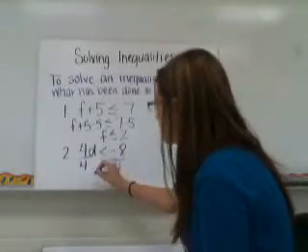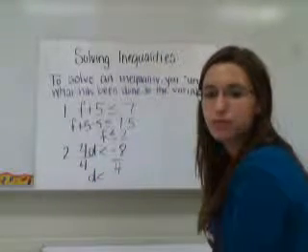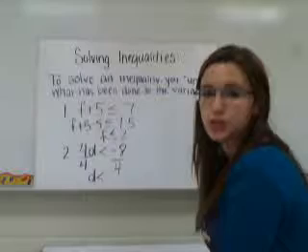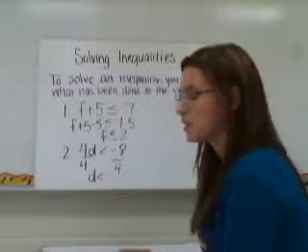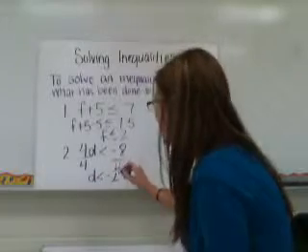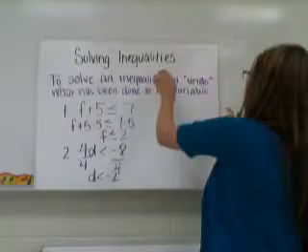Okay, so now I'm left with d is less than negative 8 divided by 4. We know 4 goes into 8 2 times, and because I have a negative and a positive, my answer is going to be negative. So negative 2. This is read as d is less than negative 2.